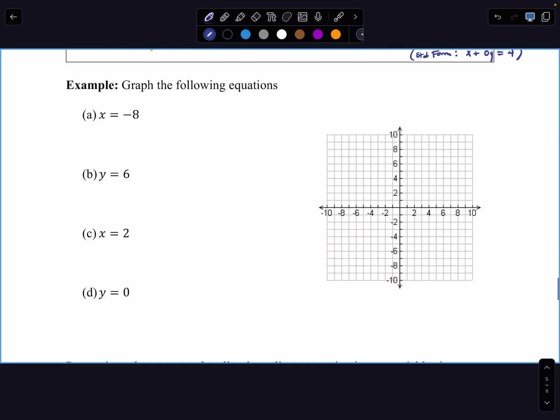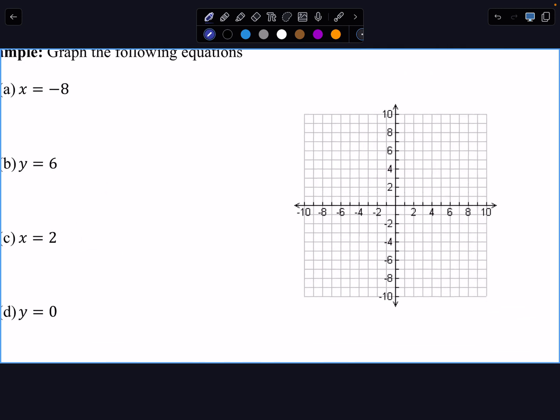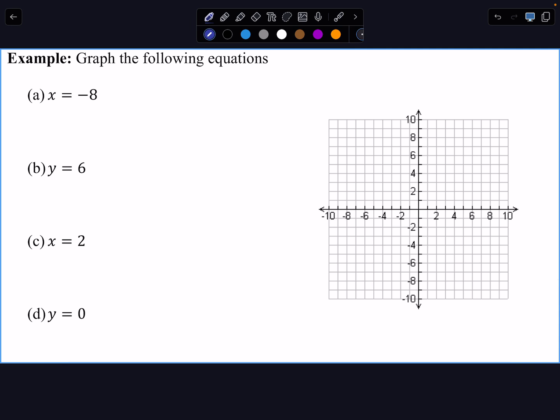So why don't you guys take a moment, go ahead and sketch all of these horizontal and vertical lines and maybe label each of those equations as being horizontal or vertical. So take a moment to do that and then we'll compare.